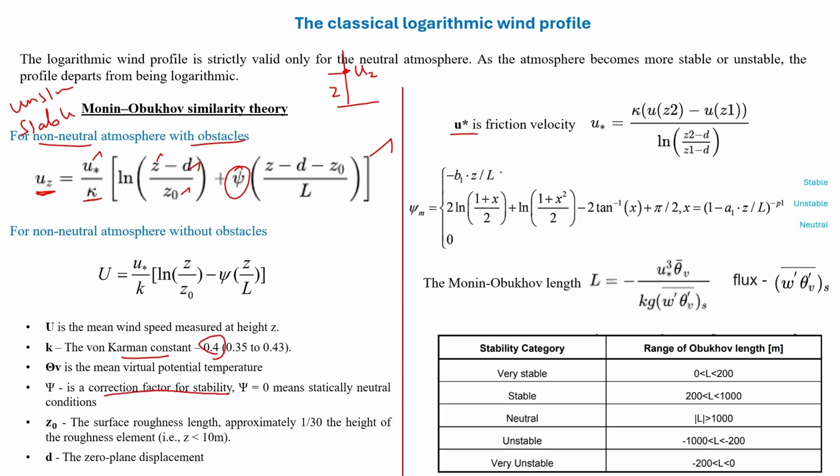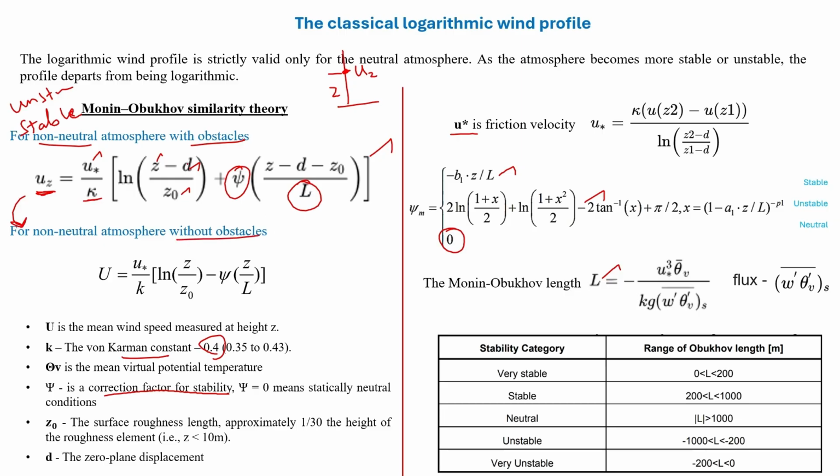If it is a stable atmosphere, this is the formula for psi. If it is an unstable atmosphere, then this is the formula. If it is neutral, then psi is 0. Then we have L, which is like a mixing length, and this is the formula. So we use this formula if the atmosphere is stable or unstable, with obstacles, because there is a d term. The same formula they have simplified for the no obstacles case.